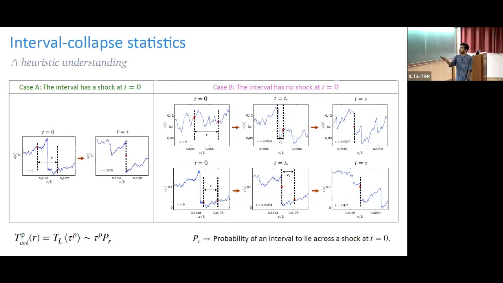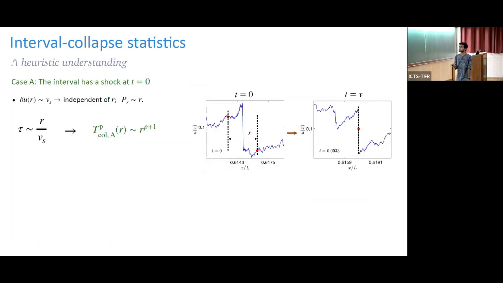In case B, when there is no shock in the interval, what might happen is that a shock might develop inside the interval at t equal to t star, and then the Lagrangian interval collapses at that shock. And similarly, there can be no shock at time t equal to 0, while one of the tracers can fall into a shock at time t equal to t star, and then the interval collapses into a shock at time t equal to tau. Now we can define the moments using this formula over here, where PR is the probability of an interval to contain a shock at t equal to 0.